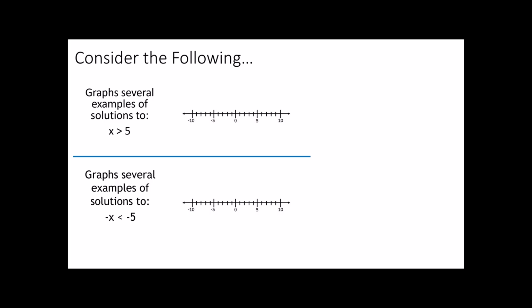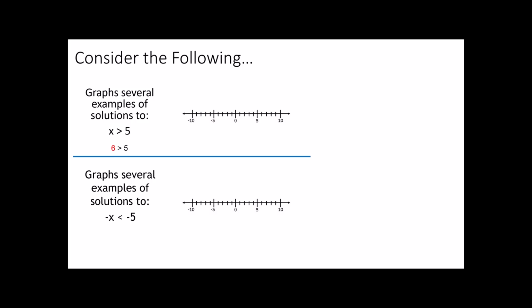I want you to consider the inequality x is greater than 5. And I'd like us to graph several examples of x is greater than 5 on that number line. Hopefully you have a number line in front of you. If not, I'd suggest pausing the video and getting a number line out and trying to graph several examples because there's a point I'm trying to illustrate here. I'm going to go ahead and assume you've done that, and I'm going to start thinking about numbers that make that statement true. Remember, that's the definition of a solution, is anything that would make the statement true.